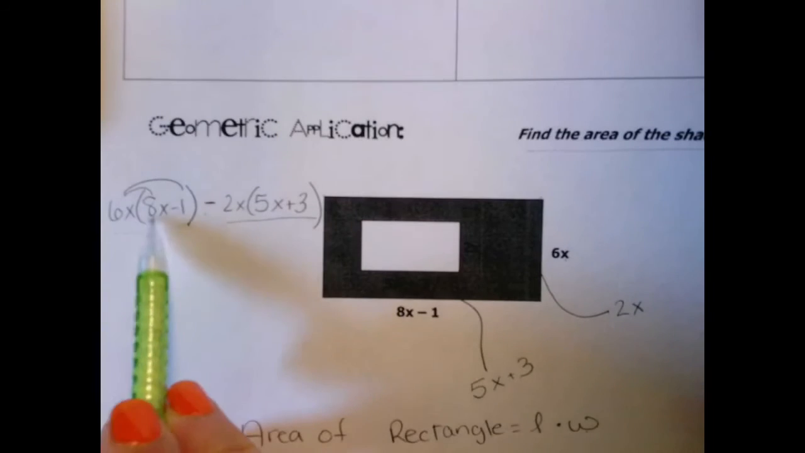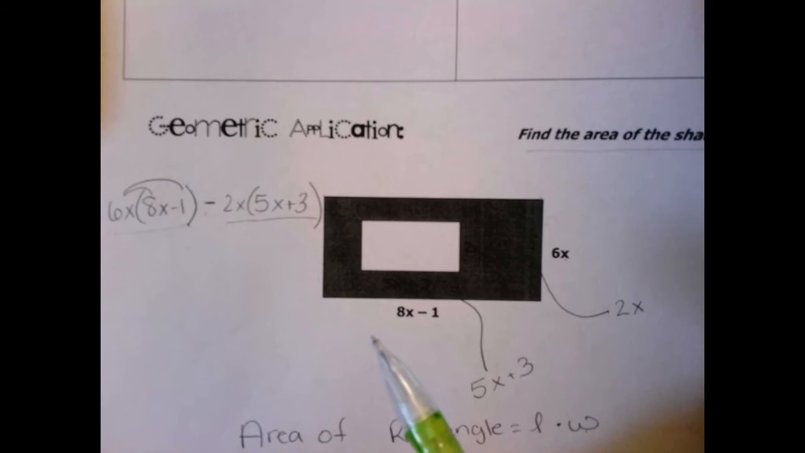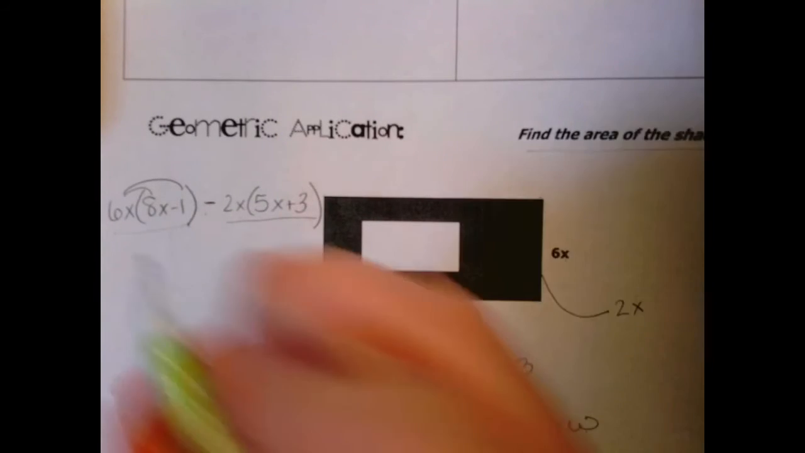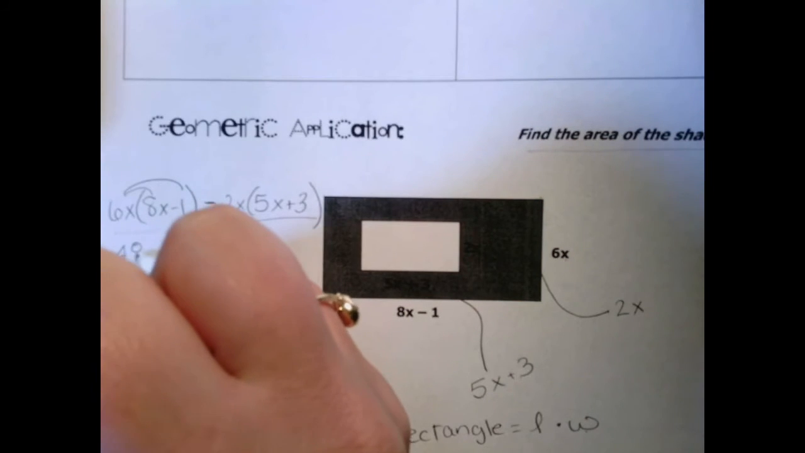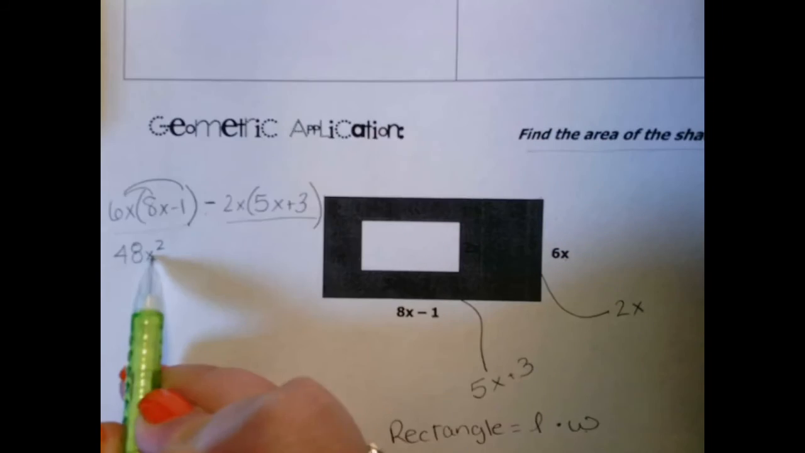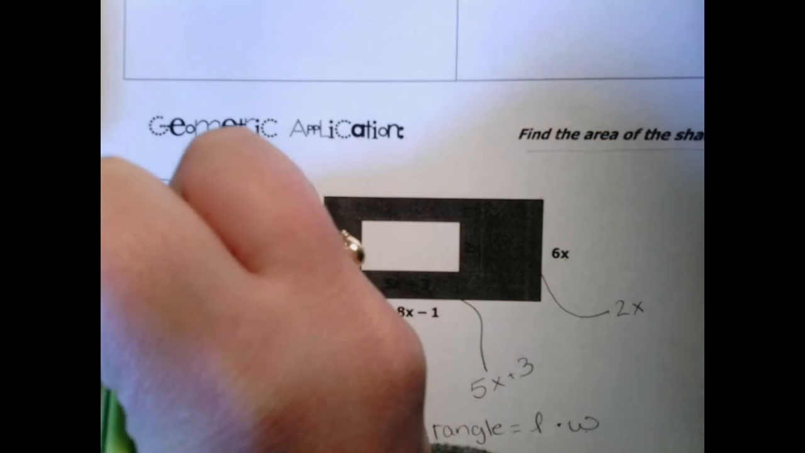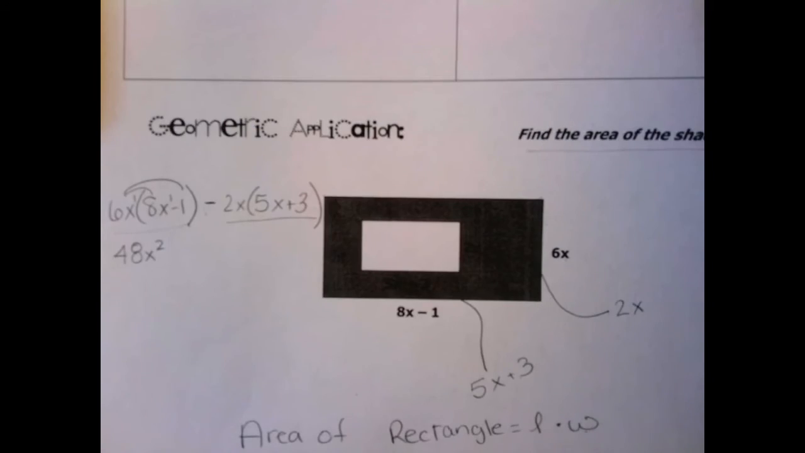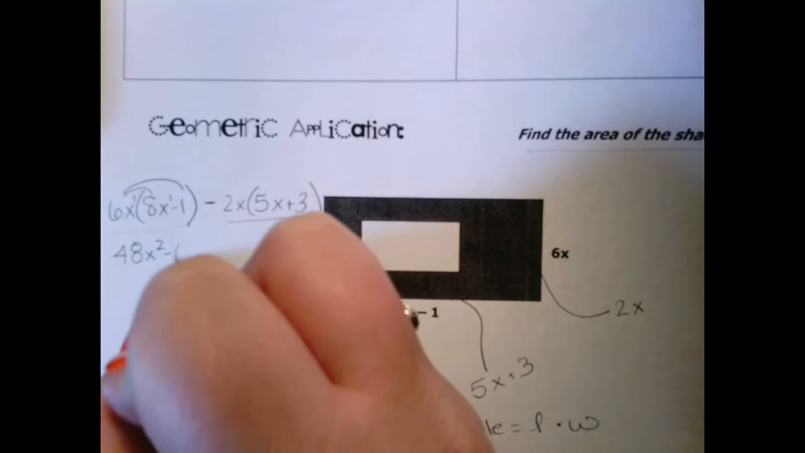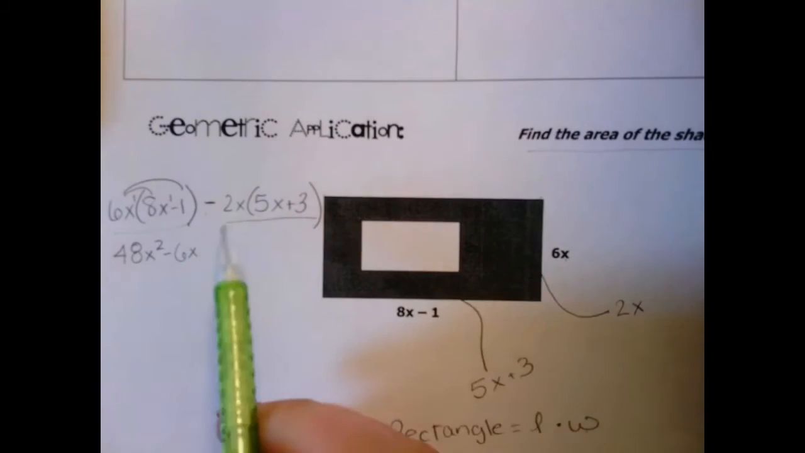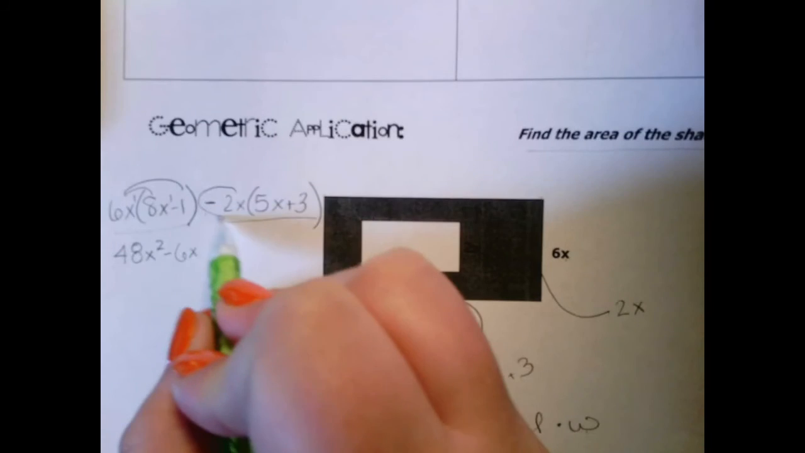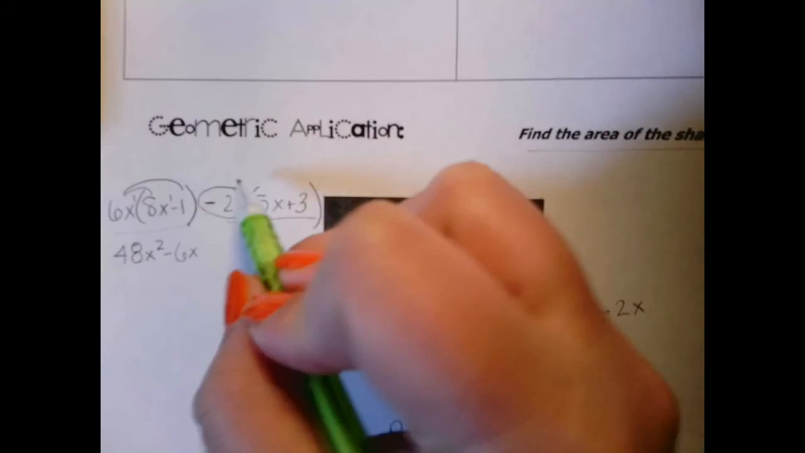So 6x times 8x. 6 times 8 is 48x squared. So we keep our base, add those exponents, which would be 1 and 1. And then 6x times -1. 6 times -1 is -6. Keep the x. Then I'm going to do the same thing over here. I'm keeping that negative sign with my 2x and distributing that out.